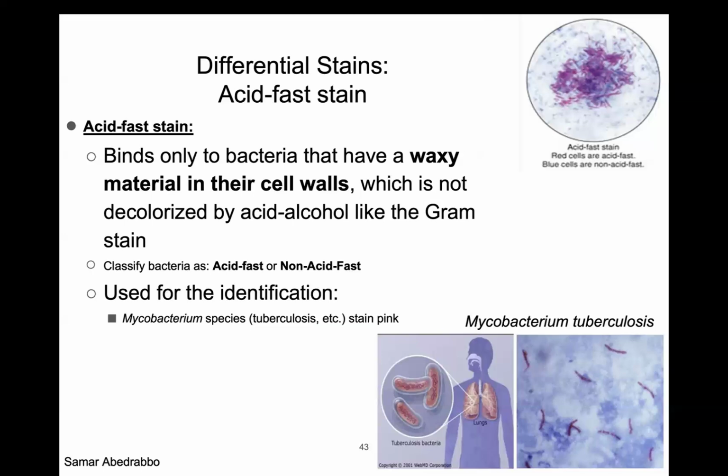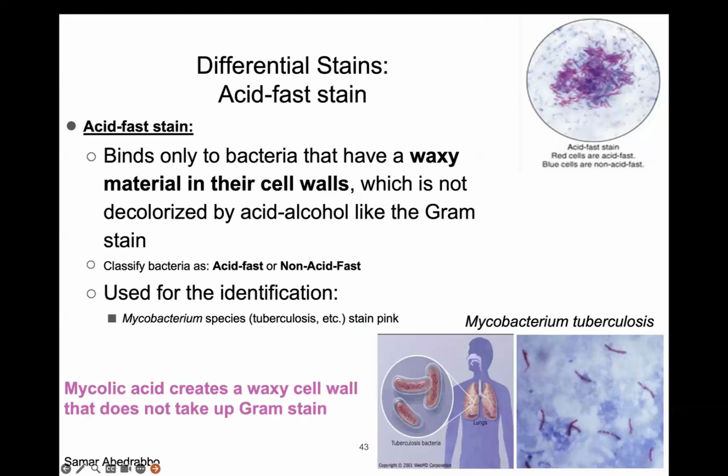And acid fast bacteria retain the pink color, and non-acid fast bacteria turn blue. Acid fast stain is really important in diagnosing tuberculosis. So this is where we would use that as one example. So the bacteria that causes tuberculosis is called Mycobacterium tuberculosis.